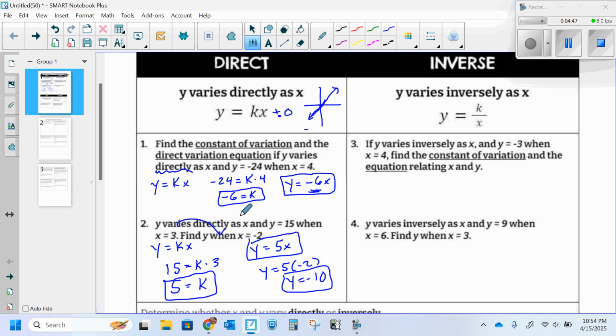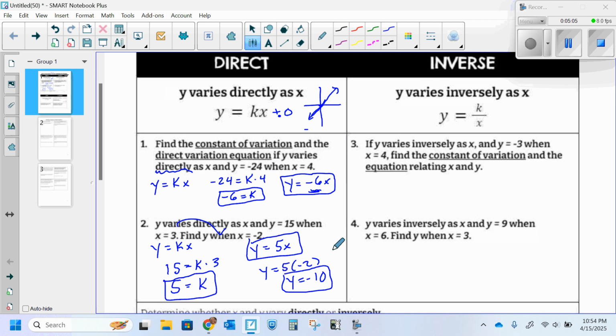Most of the time I'm going to ask for all three. I'm going to ask you to find k. I'm going to ask you to find the equation that relates the two variables, and then thirdly, I might ask you to find y or x given one or the other.